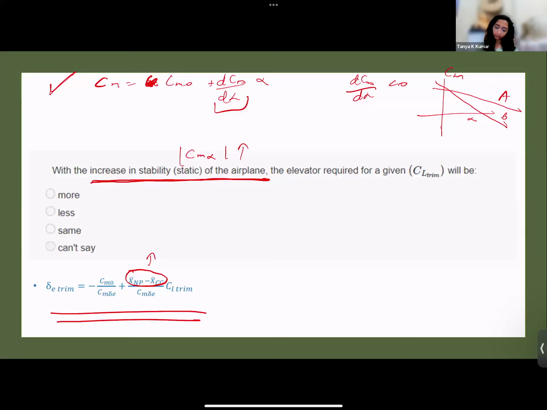So let me draw the graph again. Delta E, CL trim. Okay, so it was like this. It was initially like this. Now with increase in static stability, what happens? The magnitude of slope increases, right? So it becomes like this. So this is 1, this is 2.